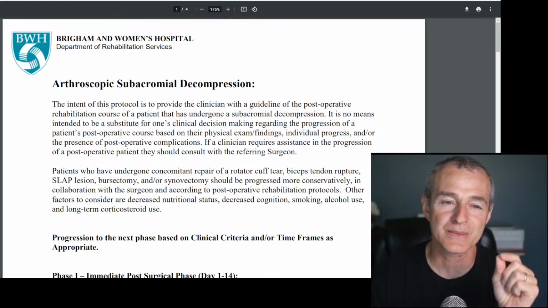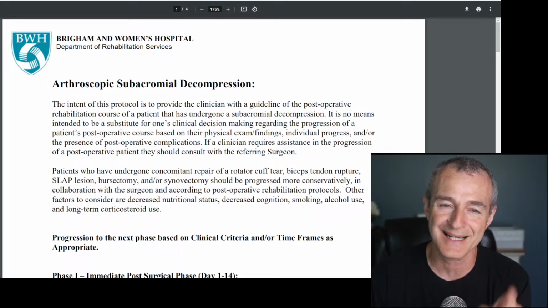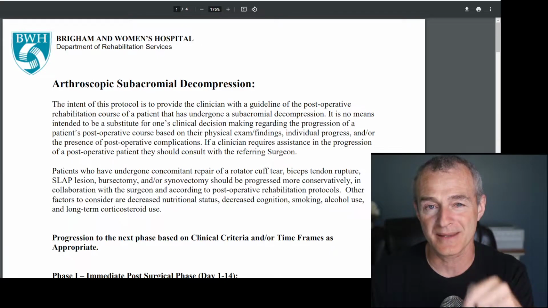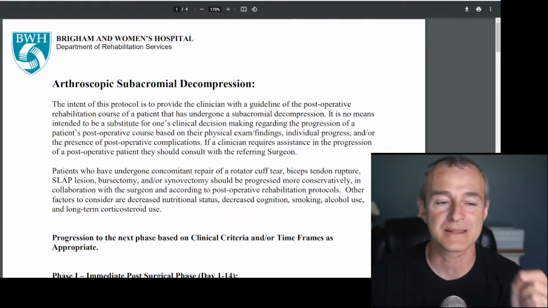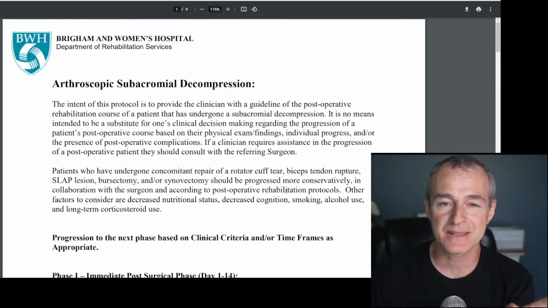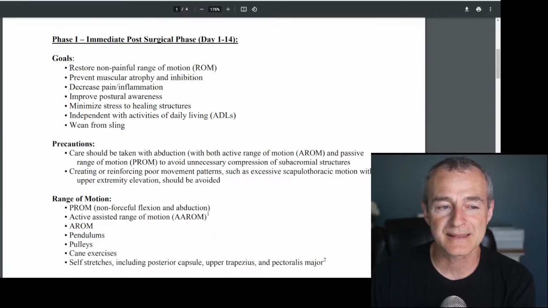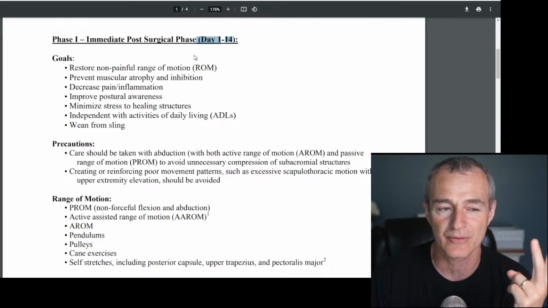This is a protocol specifically from the Brigham and Women's Hospital. I'll put a link to this protocol in the description of this video so you can have it for reference. But it's a really great, well-studied protocol. So if I start with phase one, some of the goals of phase one, and phase one will cover from day one to day 14, so the first 2 weeks of recovery.